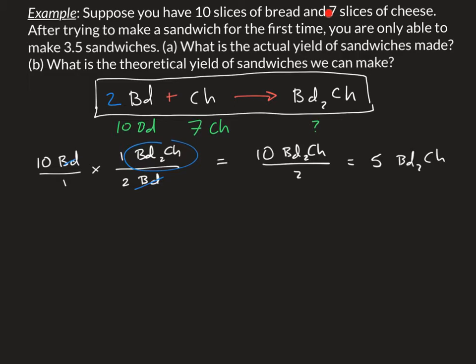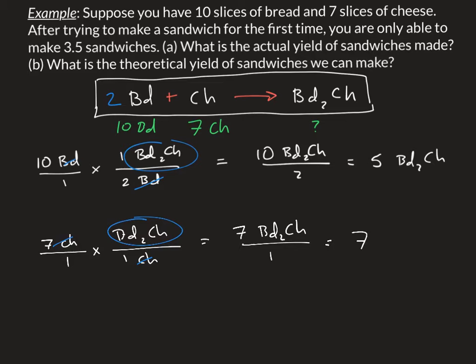Now we're going to go ahead and do the same thing with our 7 slices of cheese, just as we had last week. So we have 7 slices of cheese. We're going to pop that over 1. Okay, and now for every single slice of cheese, we make 1 sandwich. Okay, again, cheese cancels, leaving us with sandwiches. And we multiply across and we divide. We end up with 7 divided by 1. That gives us 7 sandwiches.